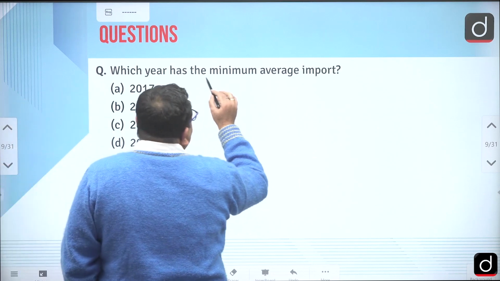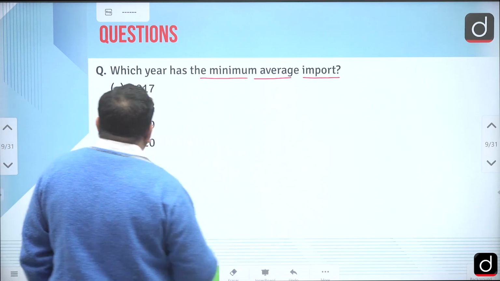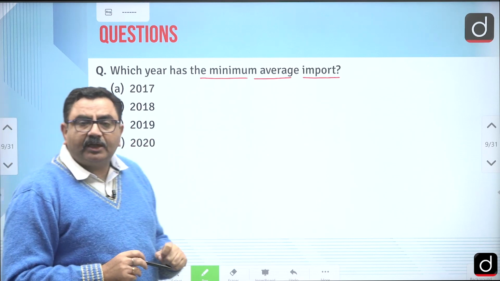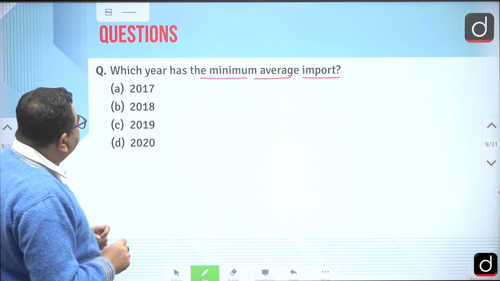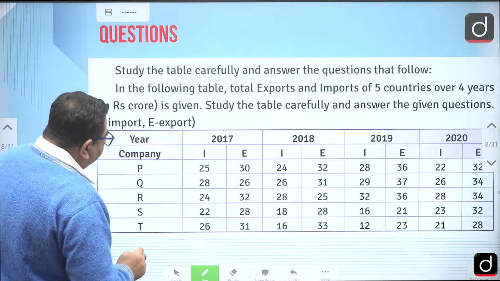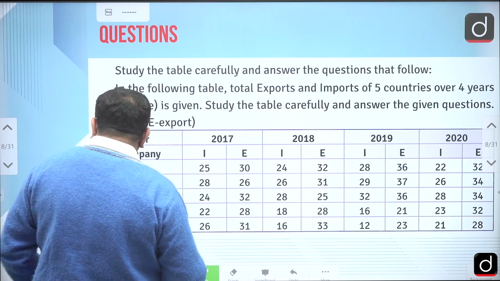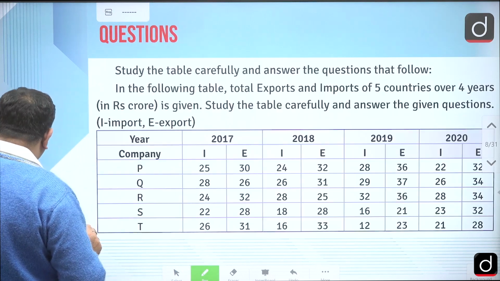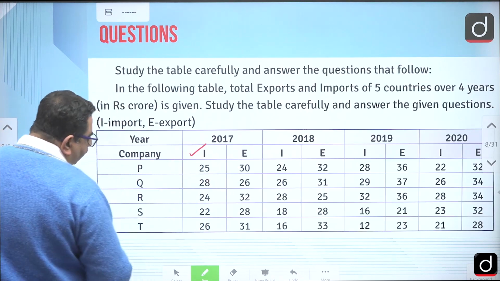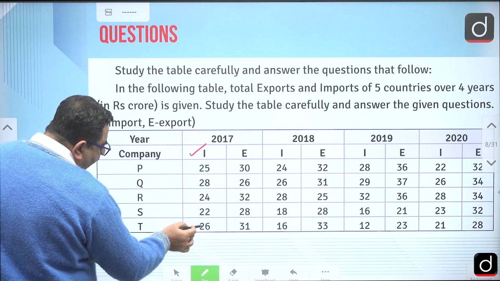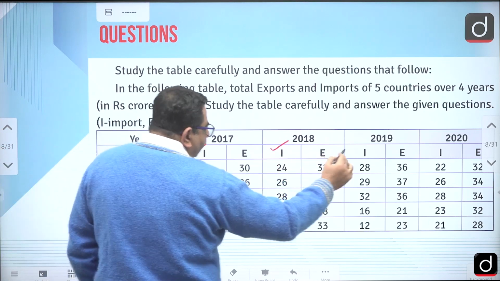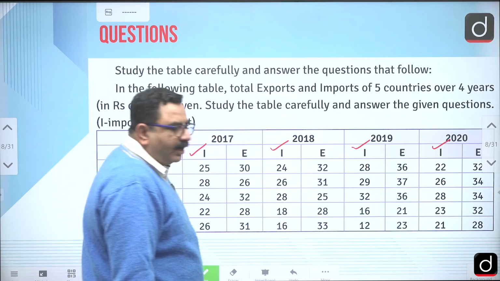Which year has the minimum average import? Which year? So every year 17, 18, 19, 20, we have to check the imports, right? And since it is saying minimum average, suppose 2017, if I calculate the imports, we can see the sum of all the data, and then I have to divide it by 5 because 5 data are there. In the same manner here, here and here, right? So we have to divide by 5.